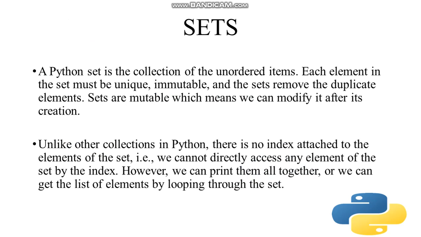Unlike other collections in Python, there is no index attached to the elements of the set. That is, we cannot directly access any element of the set by index. However, we can print them all together, or we can get the elements by looping through the set. Why? Because a set is an unordered collection, so we do not have indexing. So if you want to access all the elements, we can do it using looping.